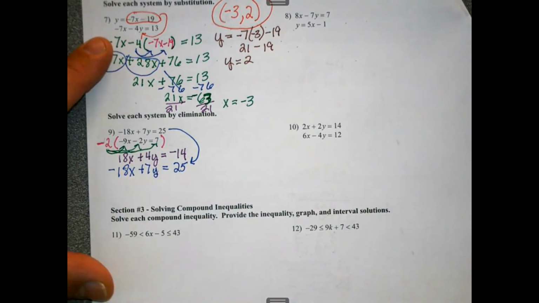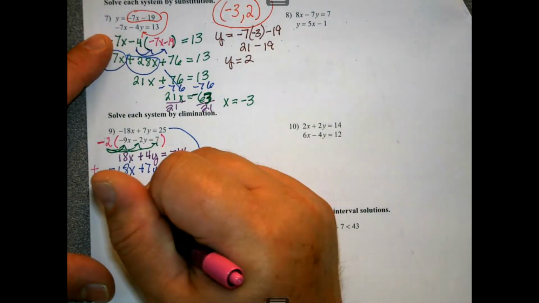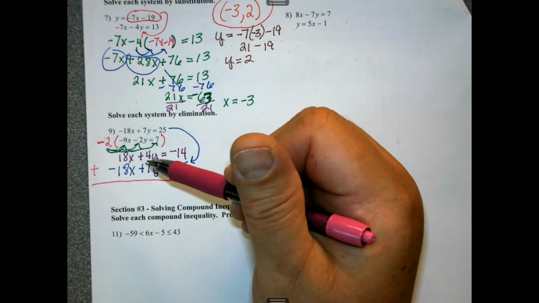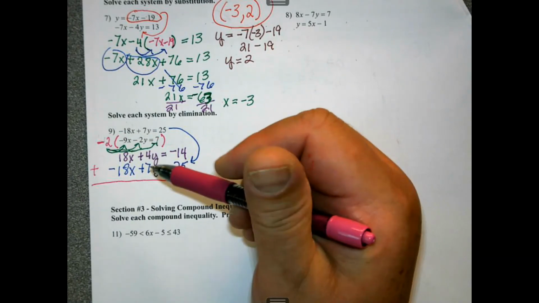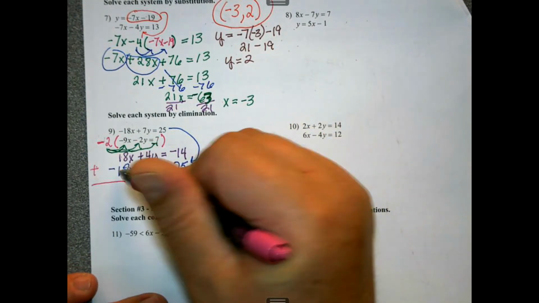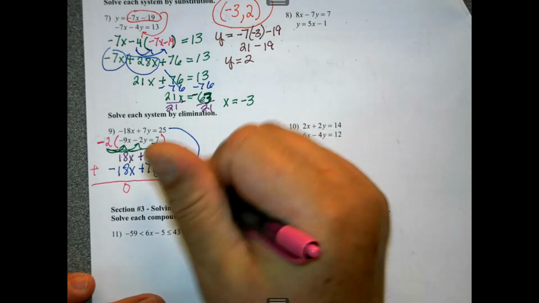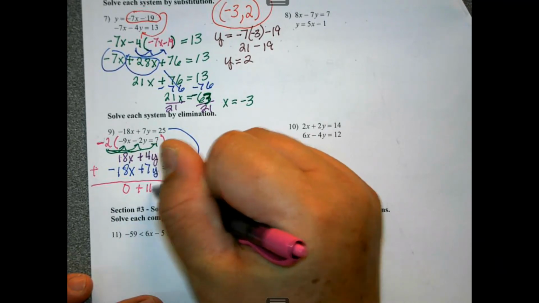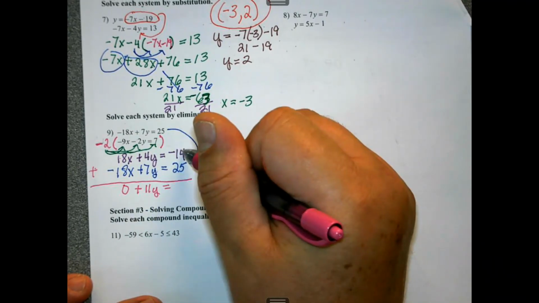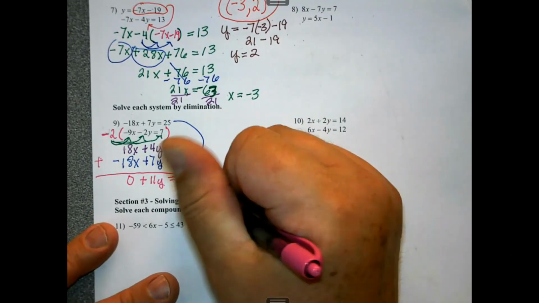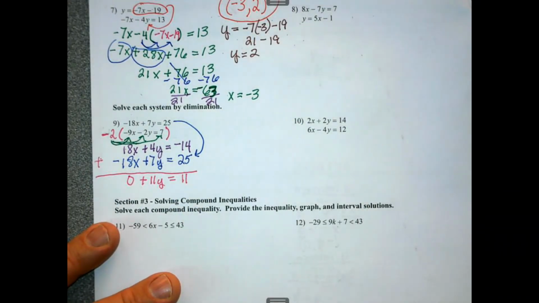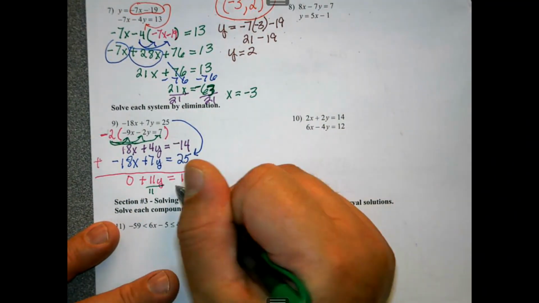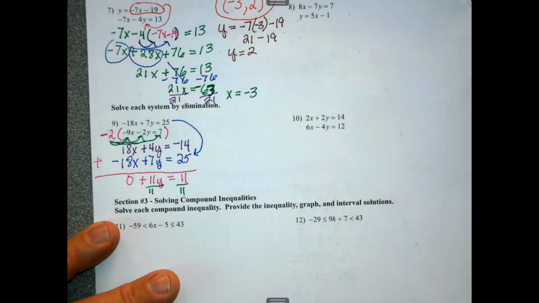Then I'm going to add these two together. And if one of the variables doesn't eliminate, then I did something wrong, right? So 18x plus negative 18, well, there's my 0. 4y plus 7y is 11y. Negative 14 plus 25 is going to be 11. Well, that's worked out nice. Divide by 11. So y is going to equal 1.